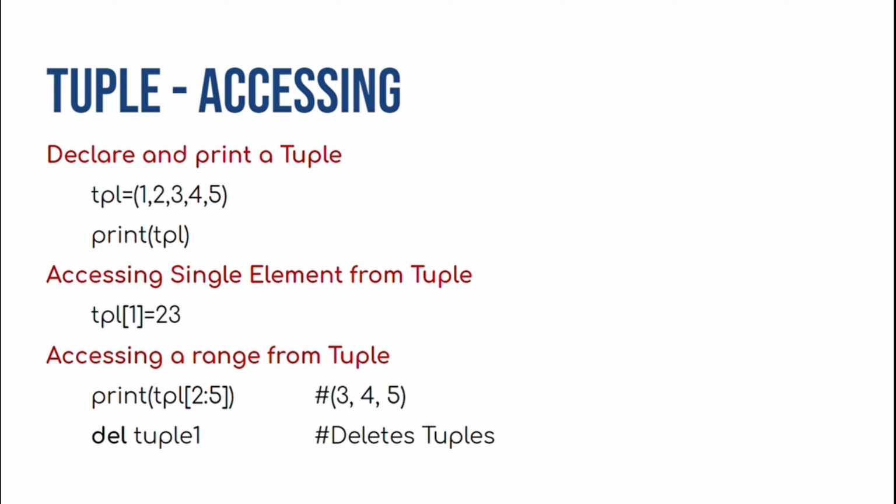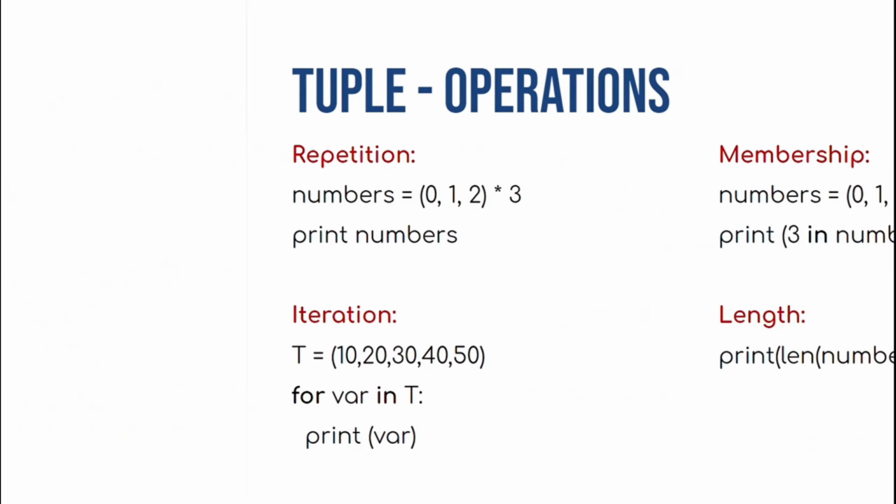If you run this code in Python environment, you get output 1, 2, 3, 4, 5. To access individual elements from tuple, you can write TPL in a square bracket and pass the index that you want to access. To access a range of values, you can provide that range using indexing in square bracket. Just provide starting and ending index separated by a colon. To delete a tuple, you can use the method del and then provide your tuple name after space.